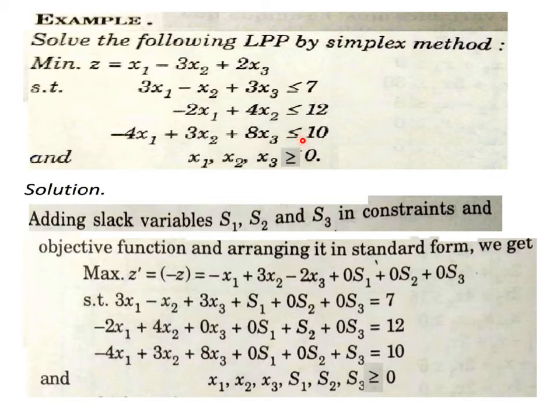and all less than or equal to constraints, like the previous problem of the previous lecture, will be converted into equalities by adding slack variables on the left hand sides. So what we are doing: maximization of z dash, in place of z we are using some other variable, and we are multiplying that z by a negative sign, so minimization converts into maximization. So minus z is minus x1 plus 3x2 minus 2x3.